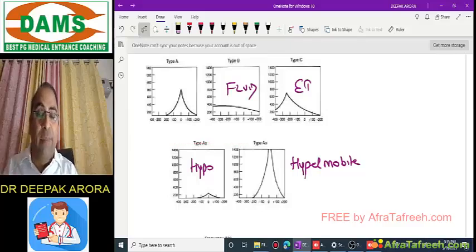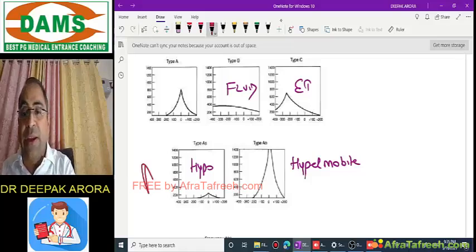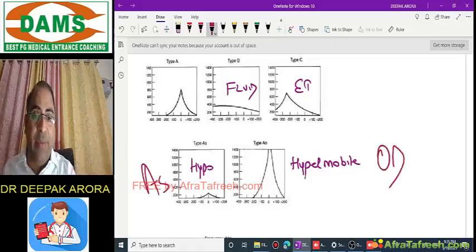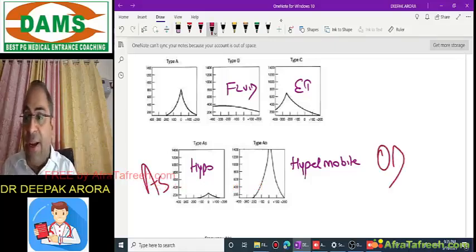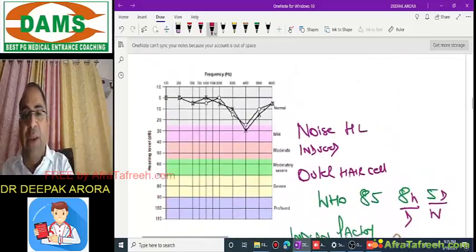What is B? Flat tympanogram, which is seen in fluids. Type C is ET dysfunction, eustachian tube dysfunction. Hypomobile is AS. In otosclerosis, you will be getting an AS tympanogram. If it is hypermobile, like ossicular damage, what will you be getting? You will be getting type AD. Each and every word is a potential MCQ.